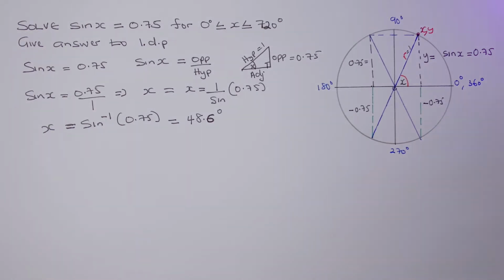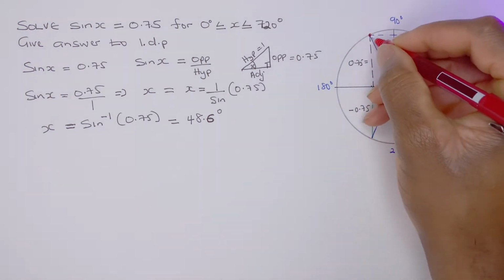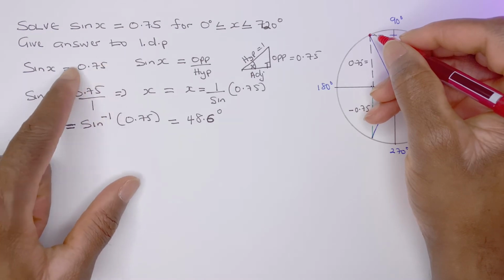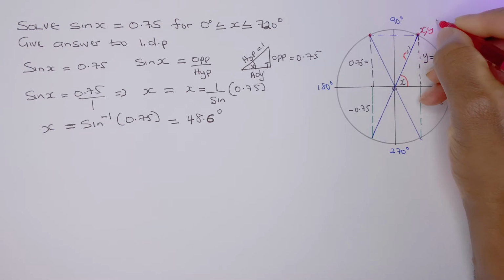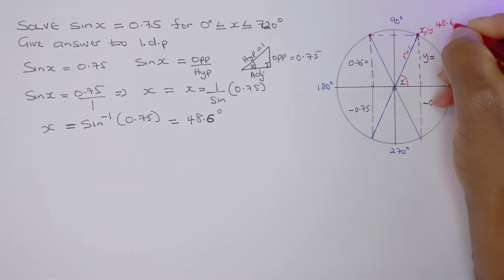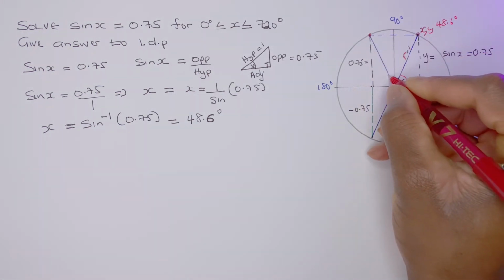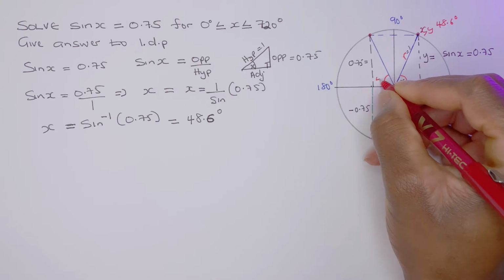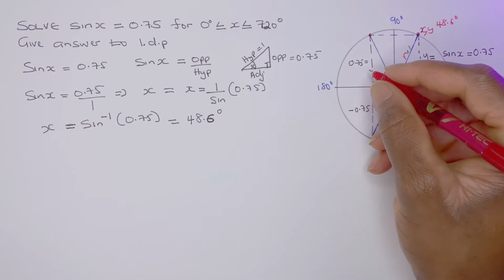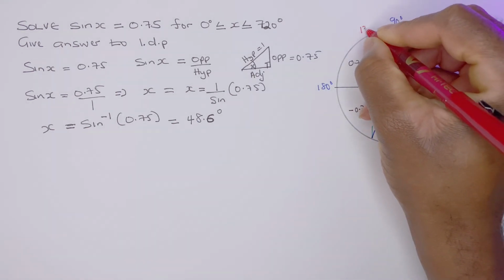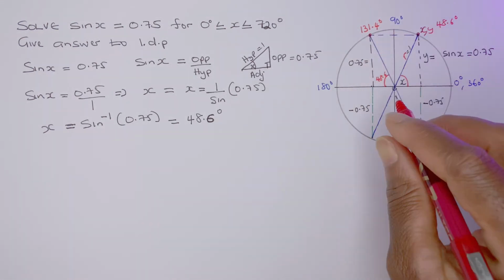So what am I interested in? I'm interested in these 2 points here, this point and that point, because I'm interested in 0.75, positive, not negative. So what is this angle here? This angle is 48.6 degrees, right? And what about that angle? Well, this angle is also 48.6. So I have to take 48.6 from 180. I'll get 131.4 degrees. So these two angles are the angles I'm interested in.